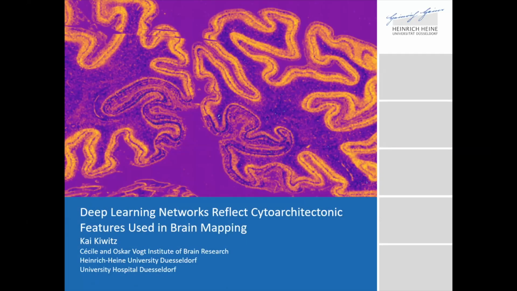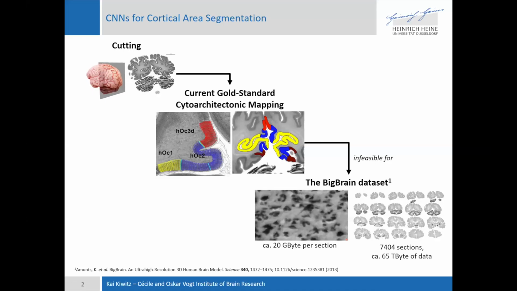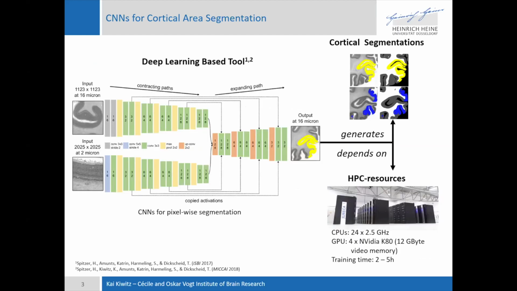My name is Kai Kiewitz from the Cécile and Oskar Vogt Institute of Brain Research in Düsseldorf, and I'm really happy to have the opportunity to share with you some insights into deep learning networks that reflect cytoarchitectonic features that we use in brain mapping. As you've heard multiple times today, especially in the talk that Timo Dickscheid gave, the current gold standard cytoarchitectonic mapping techniques that we use are not feasible anymore for big data sets like the BigBrain data set, for example, that a lot of us are working on.